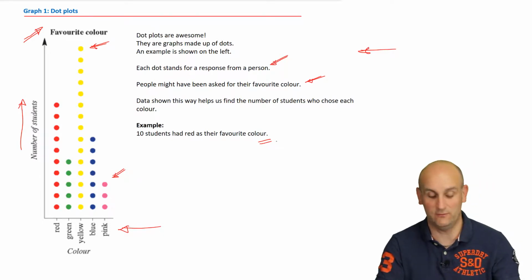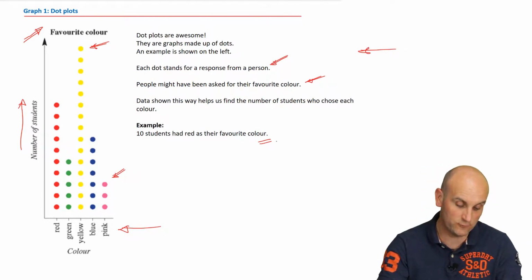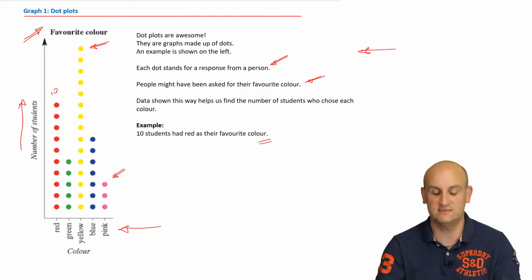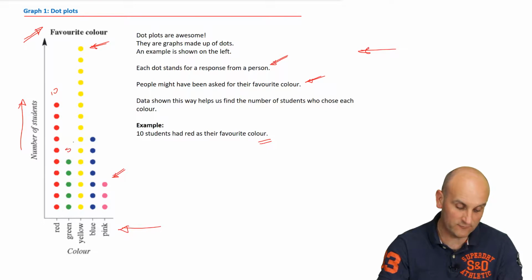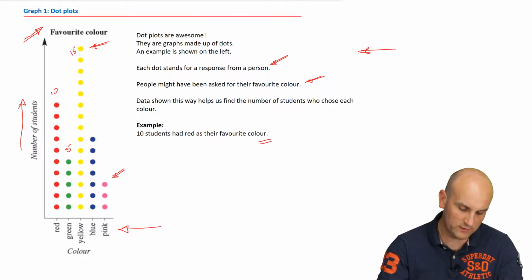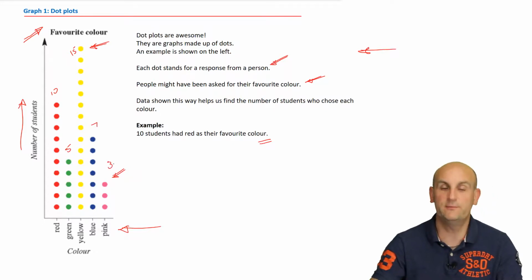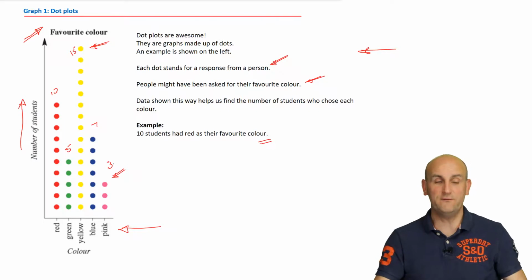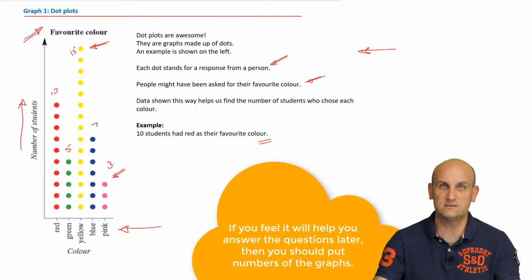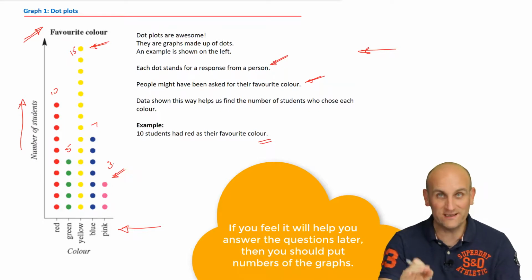Well, we just count. And in this situation, 1, 2, 3, 4, 5, 6, 7, 8, 9, 10, there are in fact 10 people who had red as their favorite color. If we count, we had 5 who were green. I believe there is 15 here. There was 1, 2, 3, 4, 5, 6, 7 people who had blue, and 3 people. Now, do you need to write the numbers on the graph? Sometimes yes. Sometimes it's going to make it easier for you to answer the questions that are coming. And there are always questions that come.